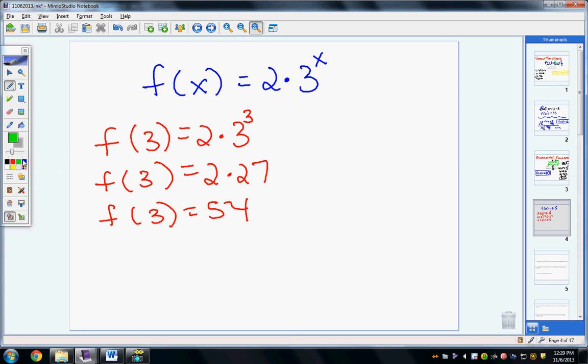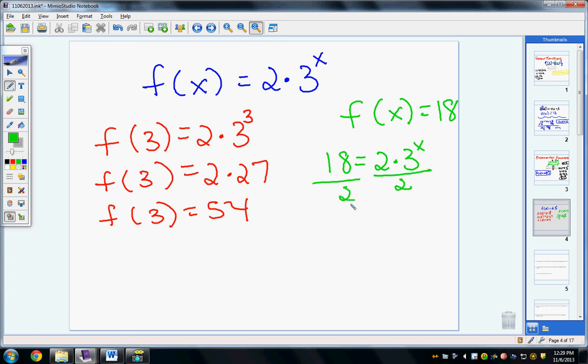Now this is different if I said, okay, what if I said f of x is equal to 18? Well, then you would say 18 is equal to 2 times 3 to the power of x. Divide both sides by 2. So 9 is equal to 3 to the power of x. And we know then that x would be equal to 2 because 3 squared is 9. So this means that f of 2 is equal to 18. Okay?